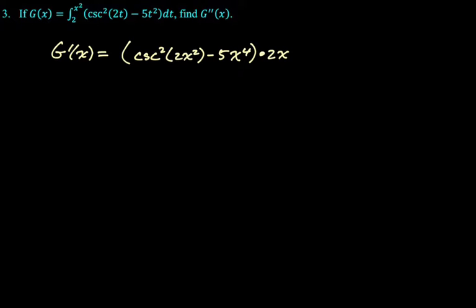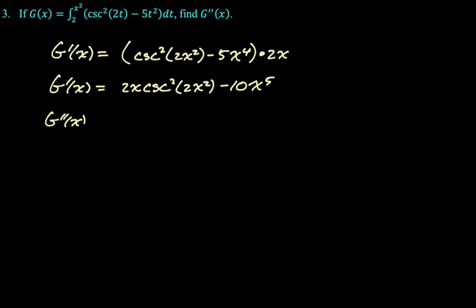Okay, I'm actually going to rewrite this because we need to find the second derivative, and I think it'd be better if we had expanded this. So 2x cosecant squared of 2x squared minus 10x to the fifth. All right, here goes. For the first part, we need to use the product rule. So it's going to be first, which is 2x, times the derivative of the second. So that's going to be 2 cosecant of 2x squared times the derivative of cosecant of 2x squared, which is negative cosecant of 2x squared cotangent of 2x squared times the derivative of 2x squared, which is 4x.